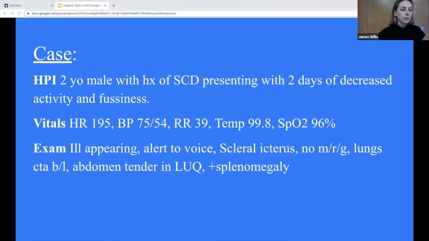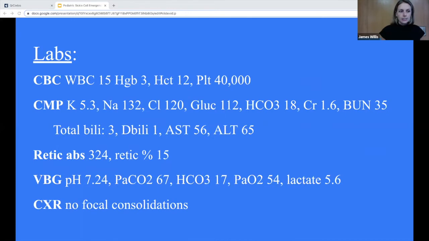He's tachycardic 195, hypotensive 75/54. He's tachypneic 39, temperature is 99.8, O2 sat is 96. He looks sick, he's alert, he's got scleral icterus, his abdomen is tender in the left upper quadrant, and he has some splenomegaly there. His labs are significant for a white count of 15.